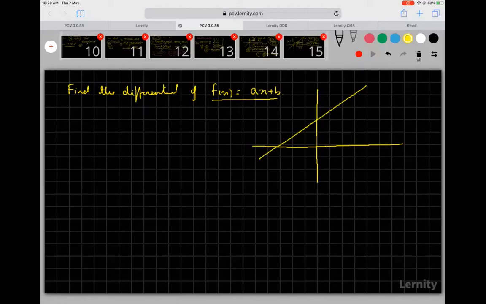Now, I would also like to understand what is this point. So at this point, x is 0. So if x is 0, that is y, so that is b. At this point, y is 0. So if y is 0, x is equal to minus b by a. So I would like to know these points, and then I'm drawing this.